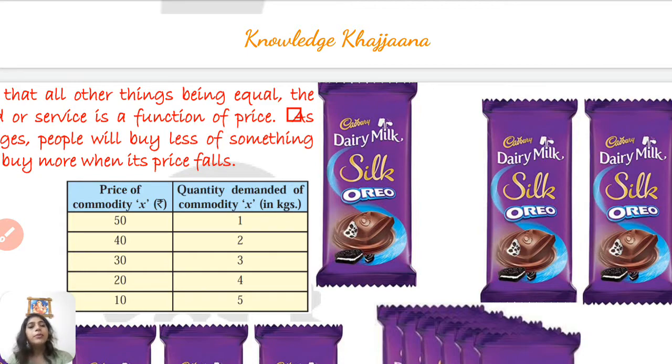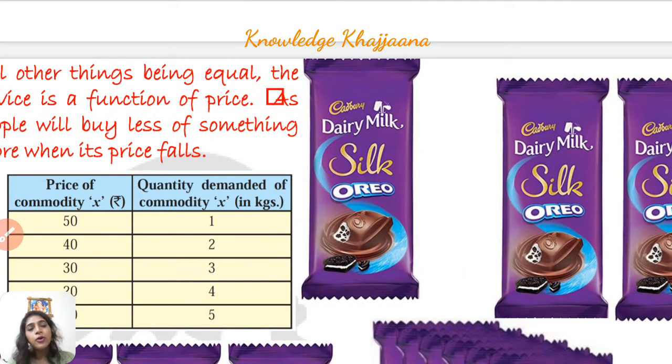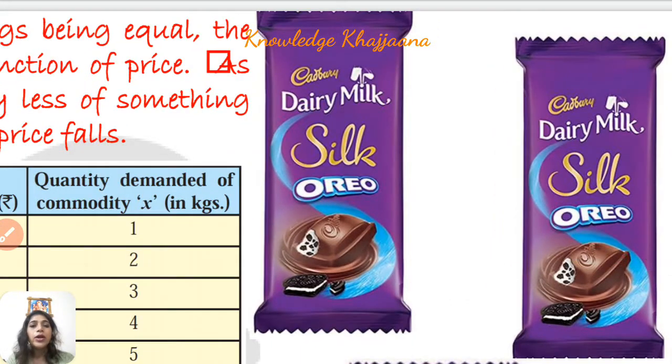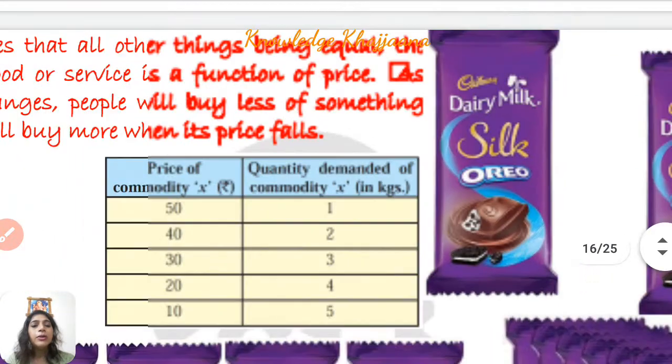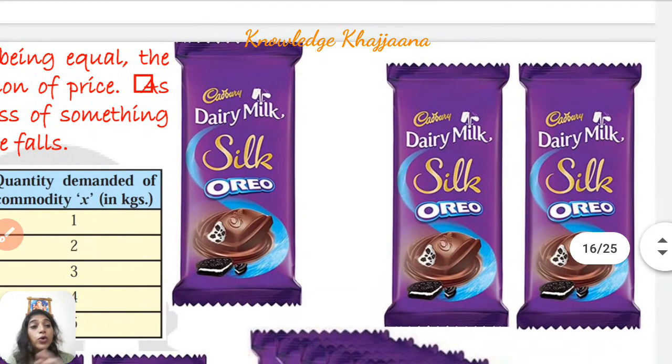Now if the price of a single Oreo Silk Cadbury is rupees 50, then how many Cadburys will you buy? You like Cadburys very much; Dairy Milk Silk Oreo is your most favorite, right? So if the price is rupees 50, you will tend to buy only one Cadbury. Now if the price becomes 40 rupees, then what will you do? You will tend to buy two Cadburys, right?